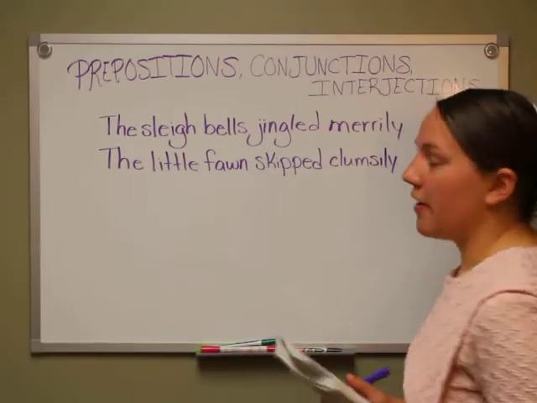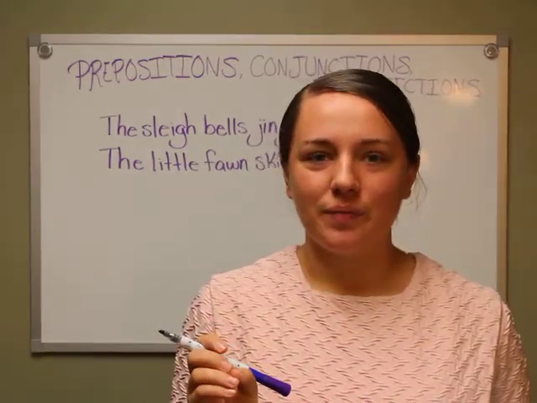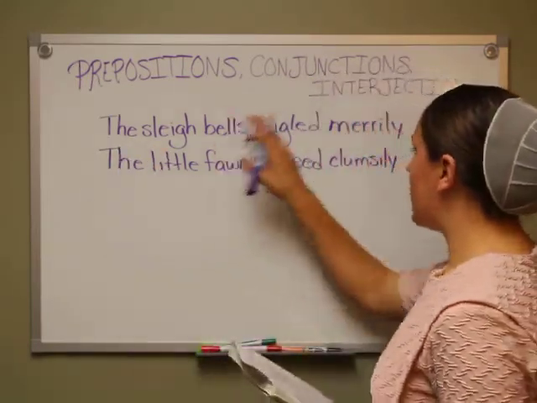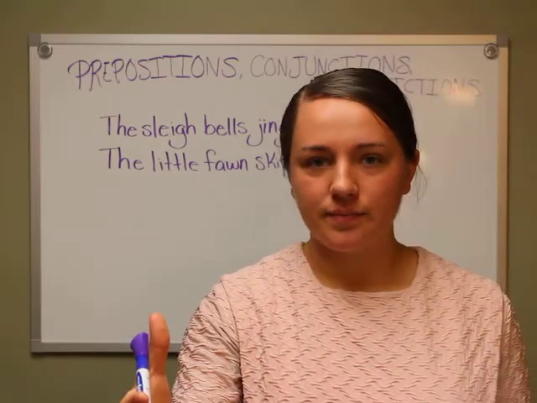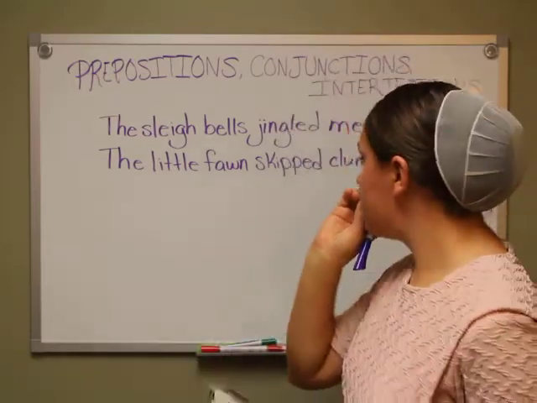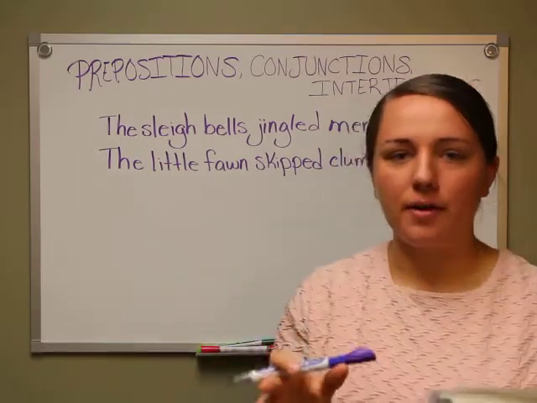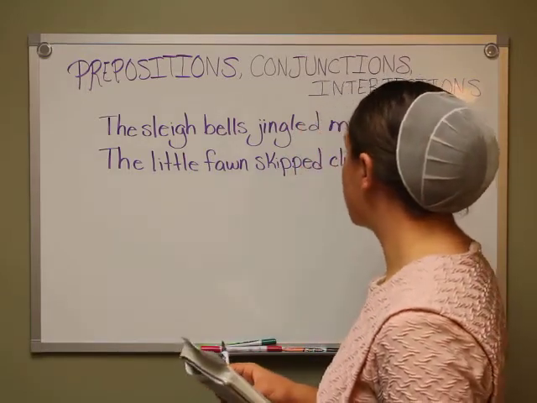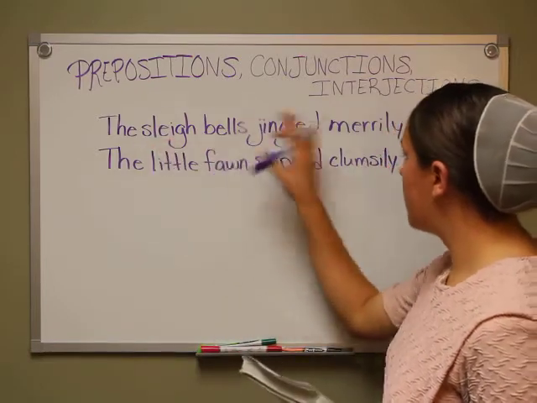Next, we're going to do some diagramming. Get a blank piece of paper and a pencil. Okay, so the sleigh bells jingled merrily. I would like you to diagram the sentence, and then I'm going to diagram it in just a minute. Actually, grab your paper and grab your pencil. I'm just going to give you a little bit of time. So, diagram the sleigh bells jingled merrily.